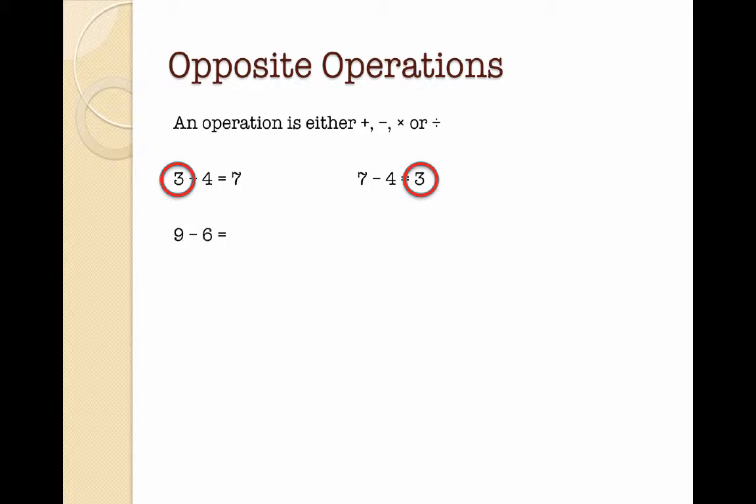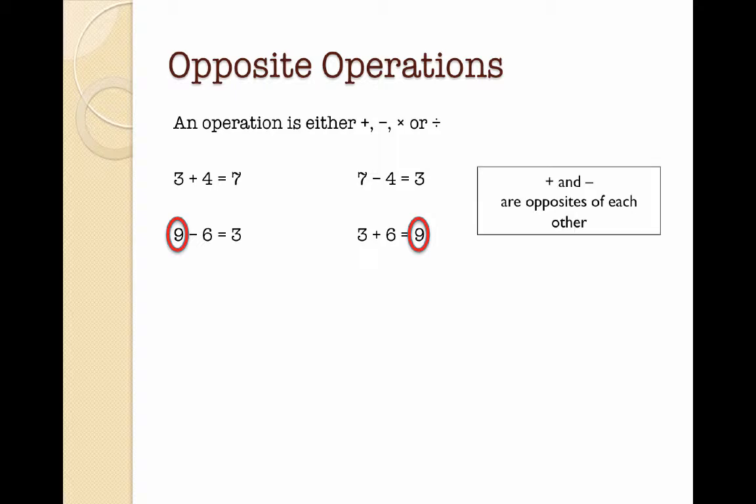This is important. Let's say I had 9 take away 6, and I got the answer of 3. If I start with 3 and plus on 6, I'll get an answer of 9. So I started with 9 and I ended with 9 by completing an opposite operation. It is important to note that plus and minus are opposites of each other.